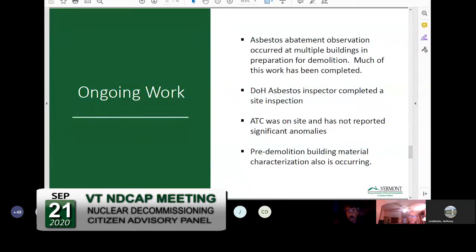Again, building material characterization is also occurring for things like lead paint and potentially hazardous coatings on some of the materials, and they have not been found at levels that make these materials hazardous waste.